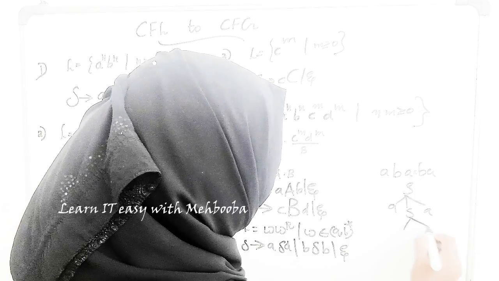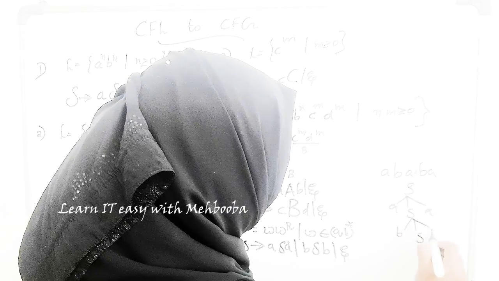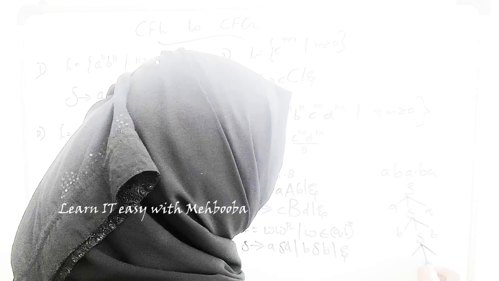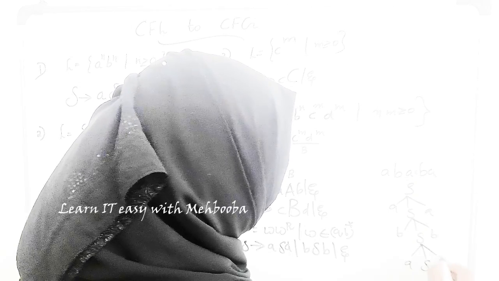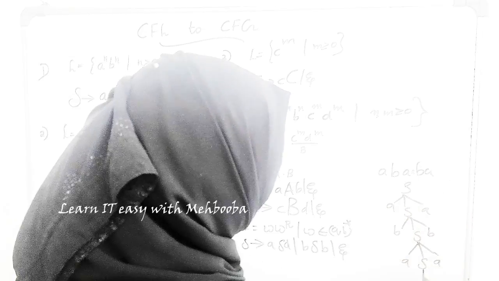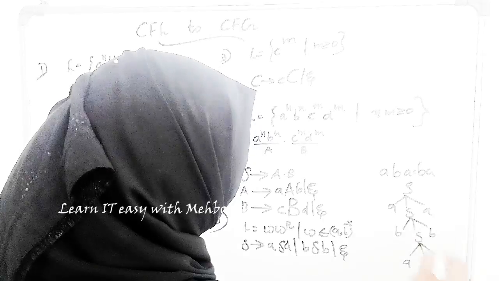The second and second-last characters are B, so I'm using the second alternative, S gives BSB. The third and third-last characters are A, so I'm using the alternative S gives ASA. So I got 6 characters, and this is all in the string. Now I'm using epsilon to get rid of this S.